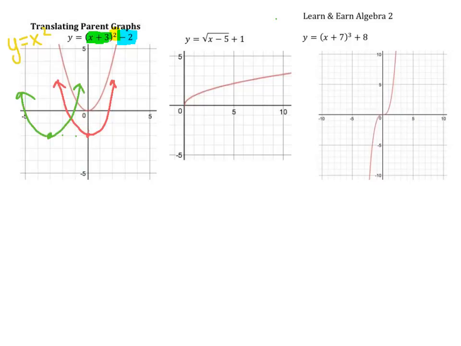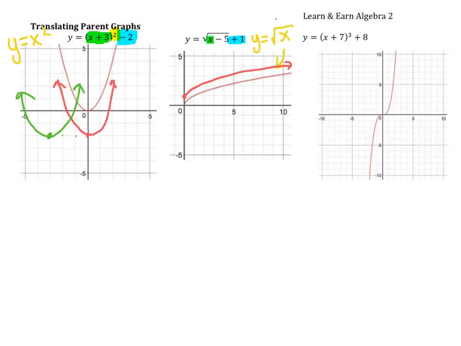Let's take a look at the next one. The parent graph for this equation is going to be y equals square root of x, and that is what I have graphed there in red. Take a look at this plus 1. It's hanging on the outside of every other part of the equation. That's going to tell me to move the graph up 1 spot. So now I'm going to draw the shape of the graph going up 1 spot.